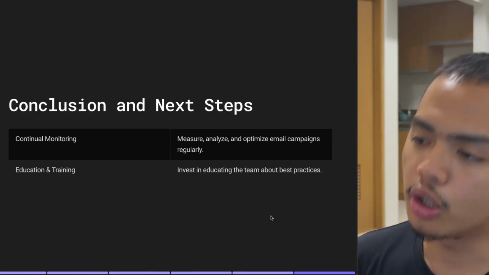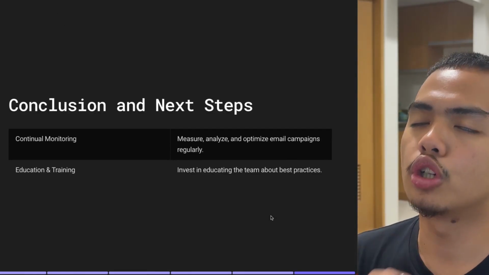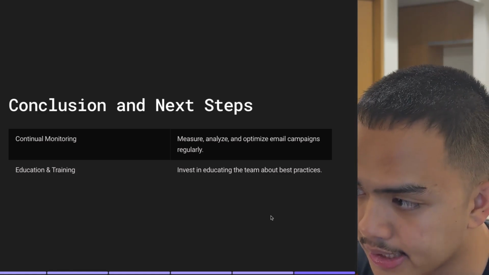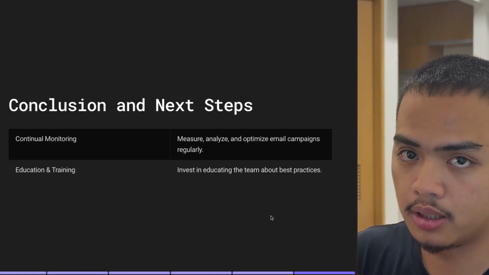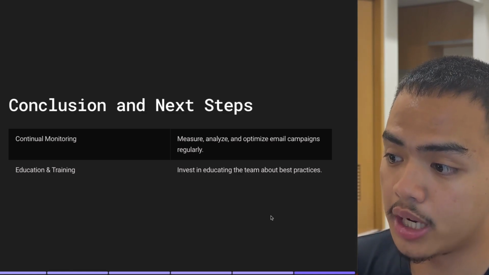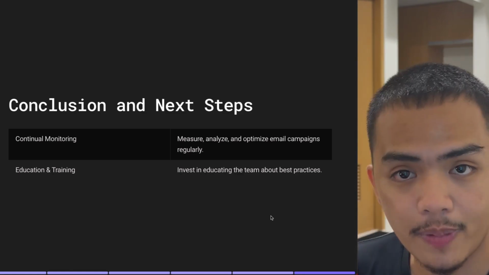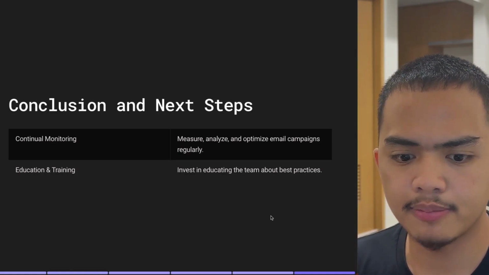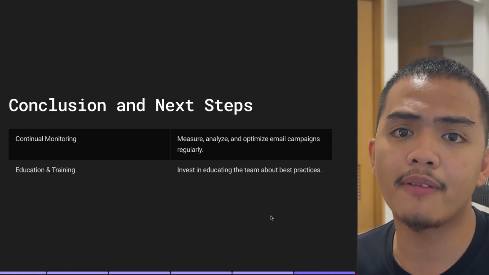Lastly, in conclusion and the next steps, you have to continue monitoring your emails, okay? Measure, analyze, and optimize email campaigns regularly. Next, education and training. Invest in educating the team about the best practices. If you have an email marketing team, continue educating them, send them this video.